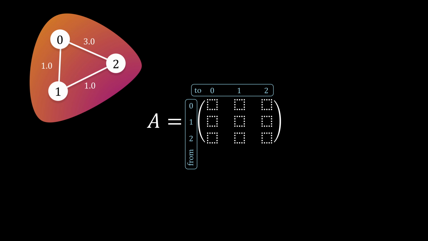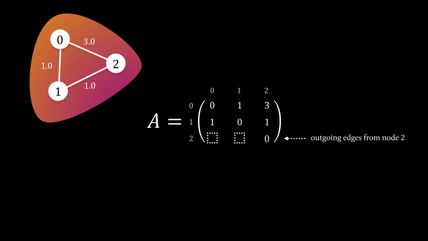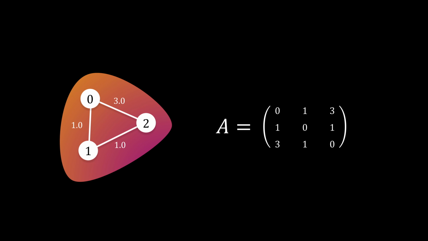For example, there's no self-loop connecting node 0 to itself, likewise for the other nodes, that's why we have zeros on the diagonal. For the other entries of the first row, consider node 0 and which edges it has to other nodes. There's an edge to node 1 with weight 1 and an edge to node 2 with weight 3. Similarly, we fill out the other entries. As a result, we find this matrix.